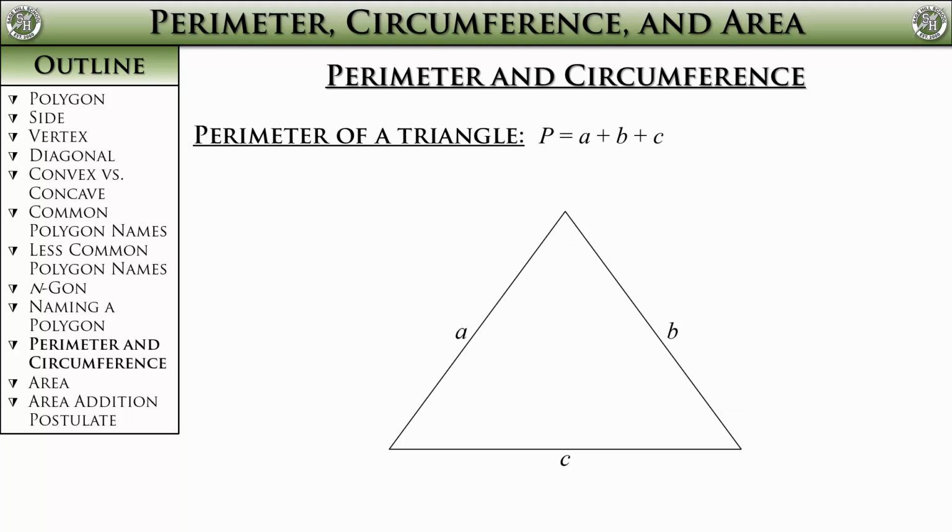The triangle formula is kind of brute force. You just have to go old school and add up all the sides. That isn't much of a formula, but that's what you do.